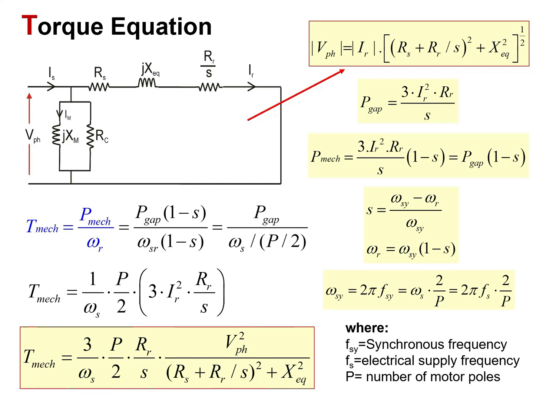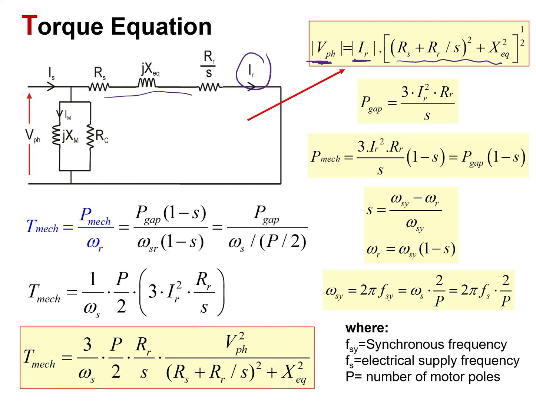Now, as I promised at the beginning of the lecture, we are going to derive the equation of the torque in terms of the parameters of the equivalent circuit. Let us start from the formula of the magnitude of the phase voltage, which is given over here. It is equal to the product of the magnitude of the current in the rotor times the magnitude of the impedance in the circuit.